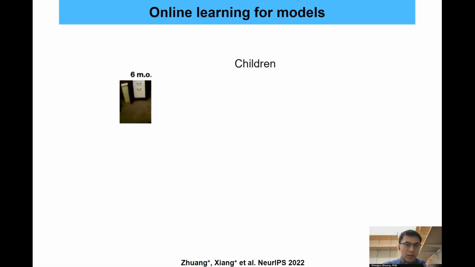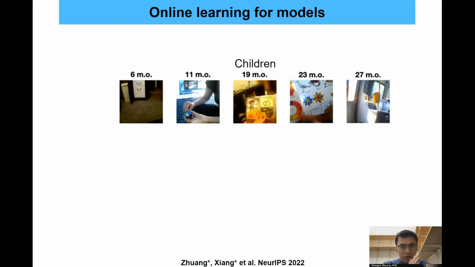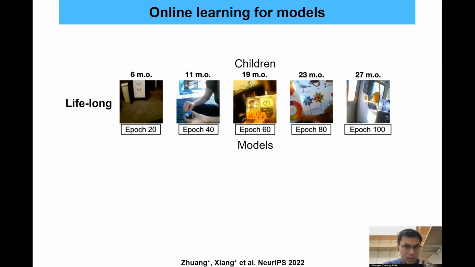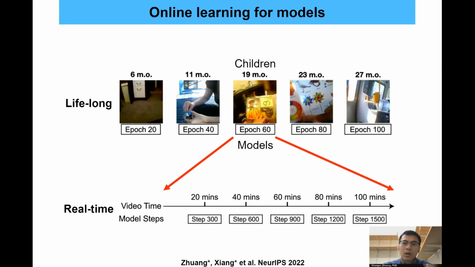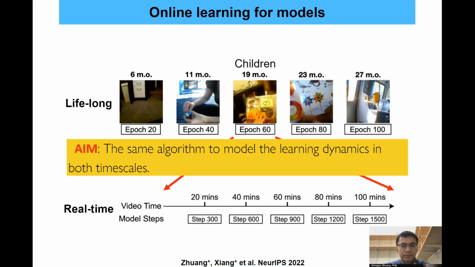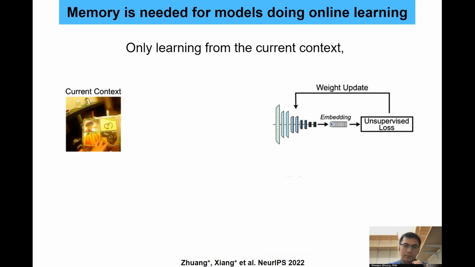We will first show the videos that children received during their development in the same order to the models. Here, the epoch number means the presentation order to the models. Within one epoch, we will also show the frames captured in this video to the models in the same order that they were recorded. Here, the step number means the presentation order to the models. So our aim is then to have the same algorithm model the learning dynamics in both timescales.